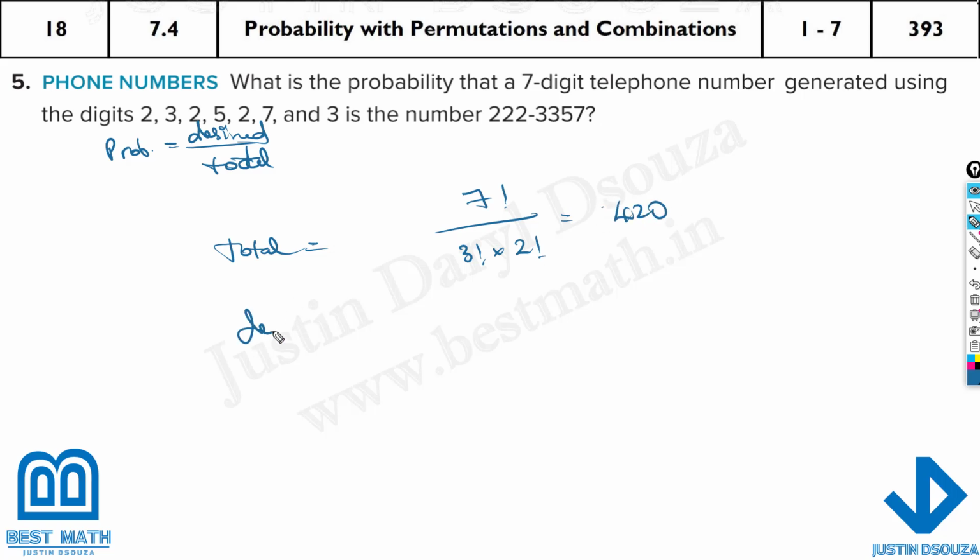What is the desired outcome over here? There is only one possibility because we need exactly this one. So there is only one possible desired outcome. So the total probability will be 1 divided by 420.